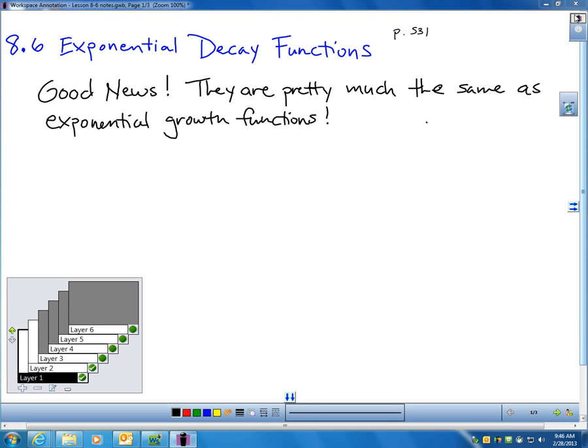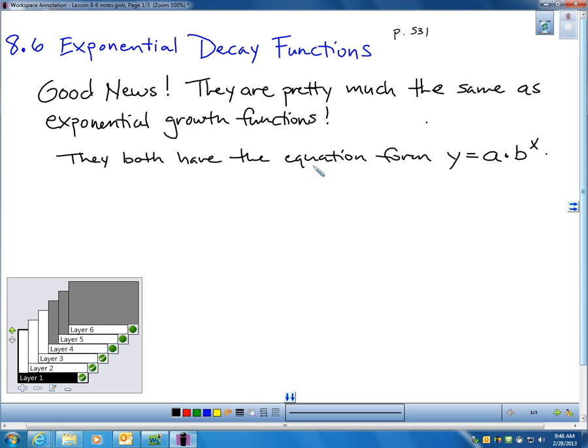The good news that will make this video short is that these are pretty much the same as exponential growth functions. They're both in the family of exponential functions. So a lot of what we're talking about today will be the same. They both have the same equation form. Y equals A times B to the x power. Remember, this is what exponential functions look like. B is what we're multiplying each time to get that next y value in my table, just like we had the other day.